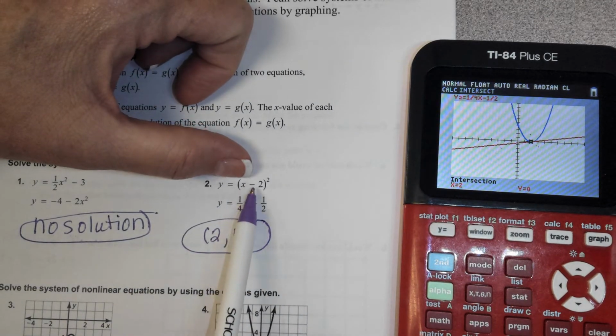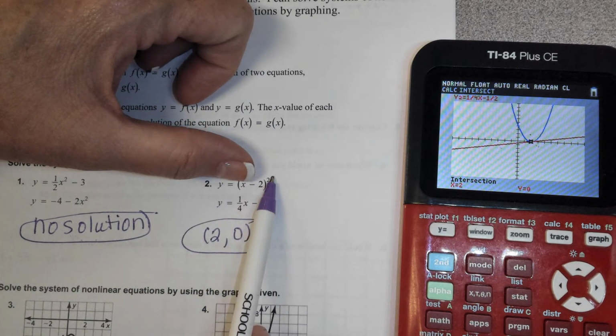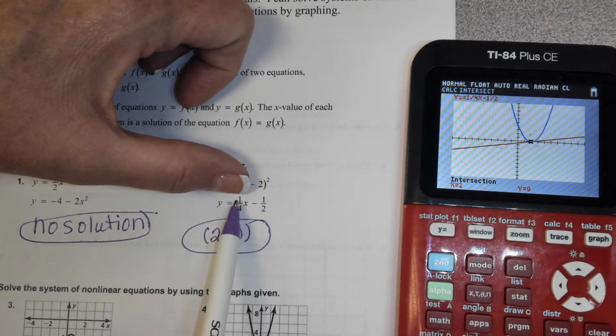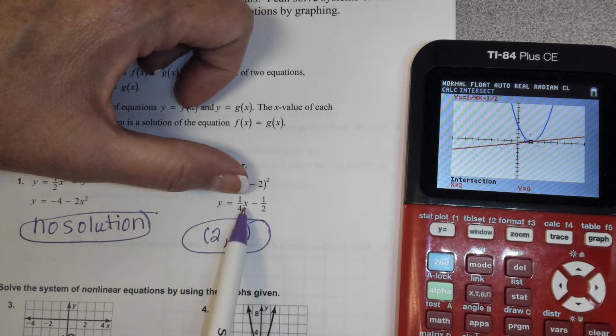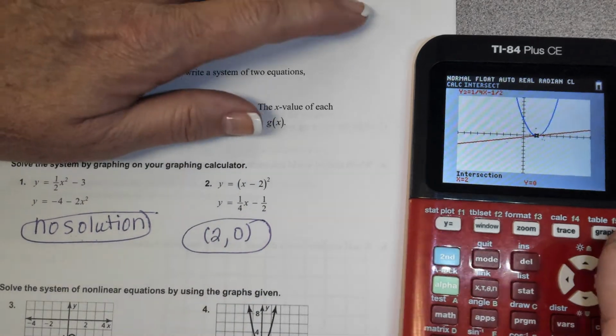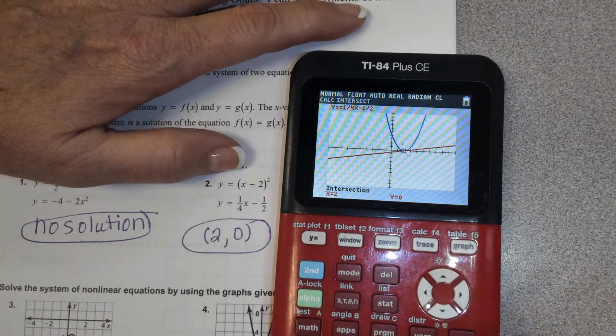I could plug it in and check it. 2 minus 2 squared, that's going to be 0. Plugging in here, 1/4 times 2 is going to be 1/2 minus 1/2, that's 0. So that's the ordered pair that works.